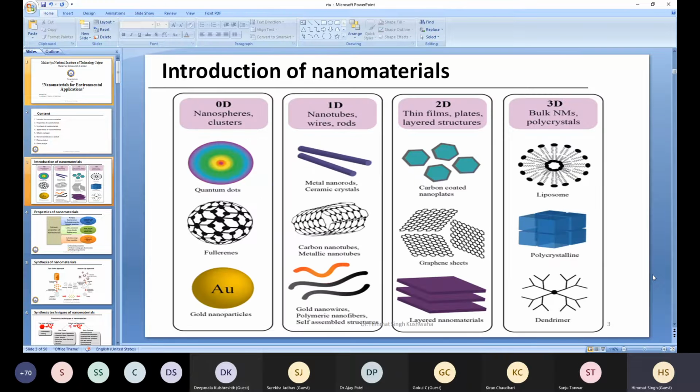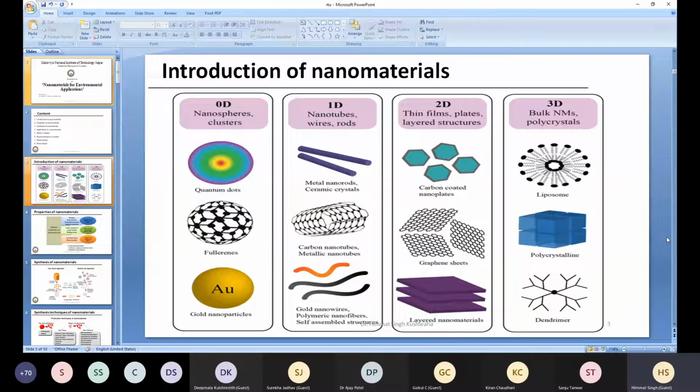So basically we classify these nanomaterials based on their dimensions. As you all know, in nanomaterials, at least one dimension is confined in the nano range. So they are the 0D, 1D or 2D materials, and in bulk form we classify them as polycrystalline or 3D nanomaterials. In zero dimensional nanomaterials, the common examples are quantum dots, fullerenes, or metal nanoparticles. All their dimensions are confined in the nano range.